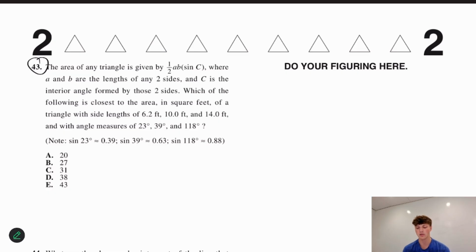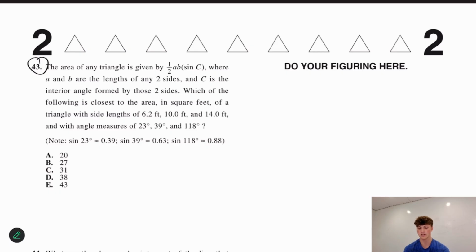The area of any triangle is given by 1/2 A times B sine of C, where A and B are the lengths of any two sides, and C is the interior angle formed by those two sides. Which of the following is closest to the area in square feet of a triangle with side lengths of 6.2 feet and 10.0 feet and 14.0 feet, with angle measures 23, 39, and 118?